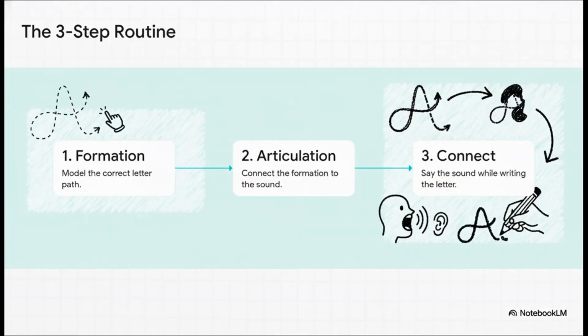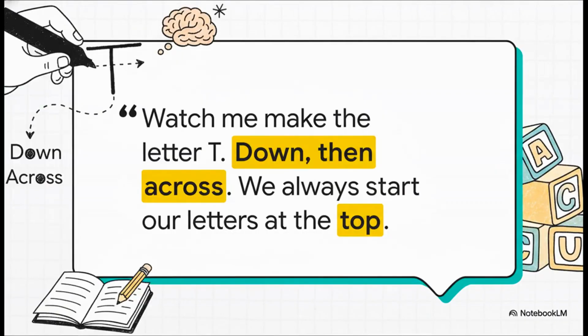The routine itself is a really simple but powerful 3-step loop. First, we model the physical formation of the letter. Then, step 2, we explicitly teach the articulation, how their mouth should move to make the sound. And finally, we connect the two, saying the sound while writing the letter. That's what builds that crucial brain connection. So, let's actually model it.